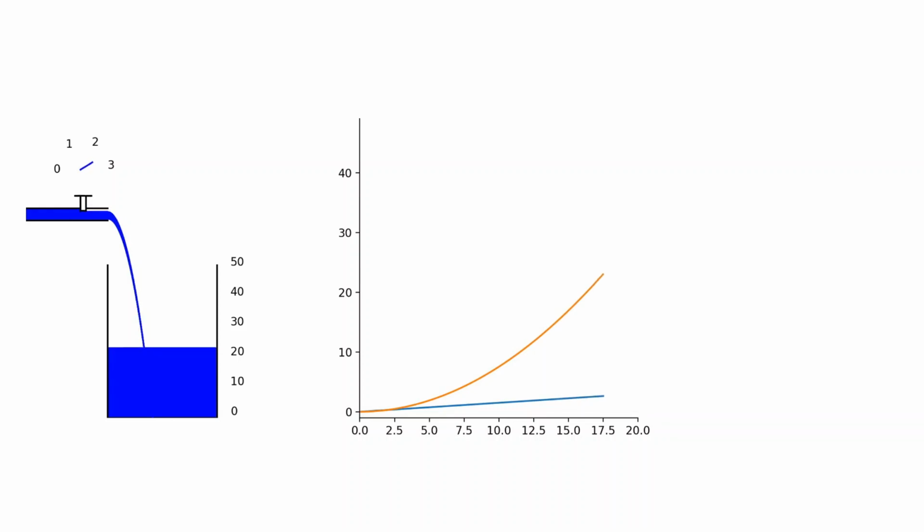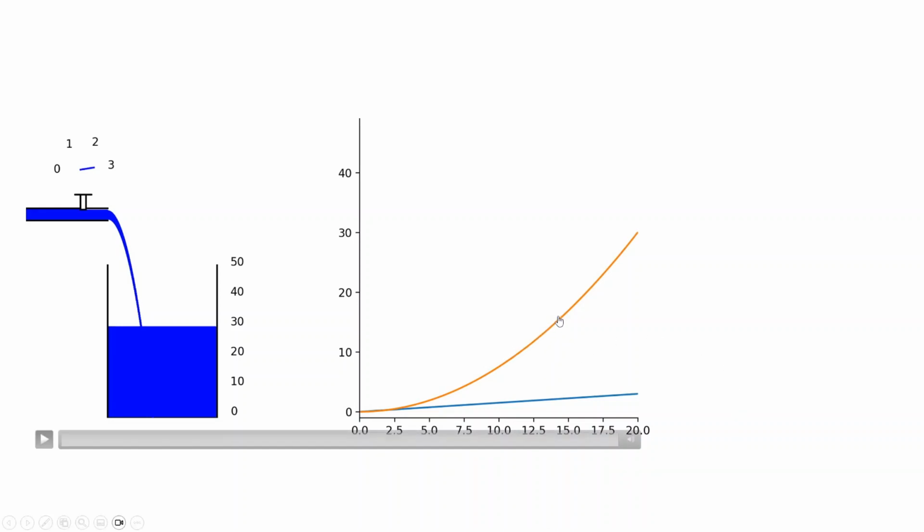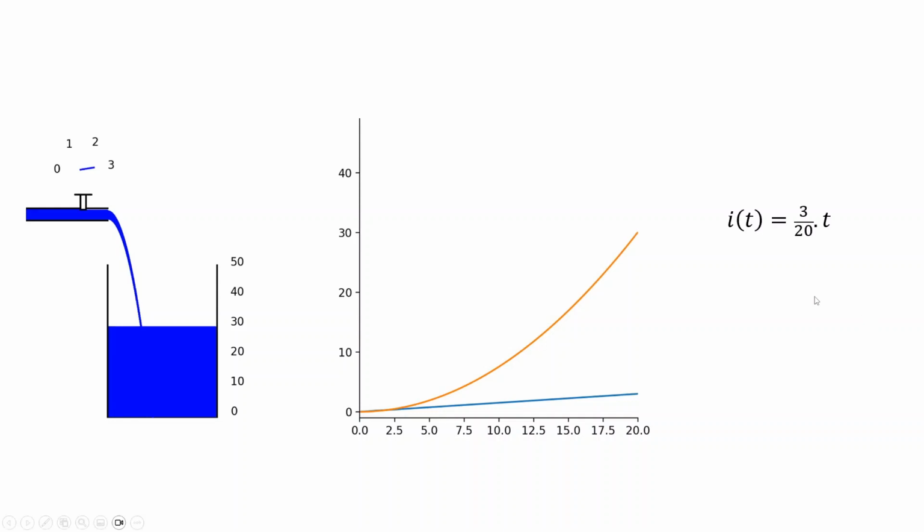The interesting thing is the orange line, and it's actually logical: when the flow is more, the bucket fills up quicker. So what we see here is that the orange line is not straight at all. In this case, we have chosen the input such that we can do it with an analytical description.